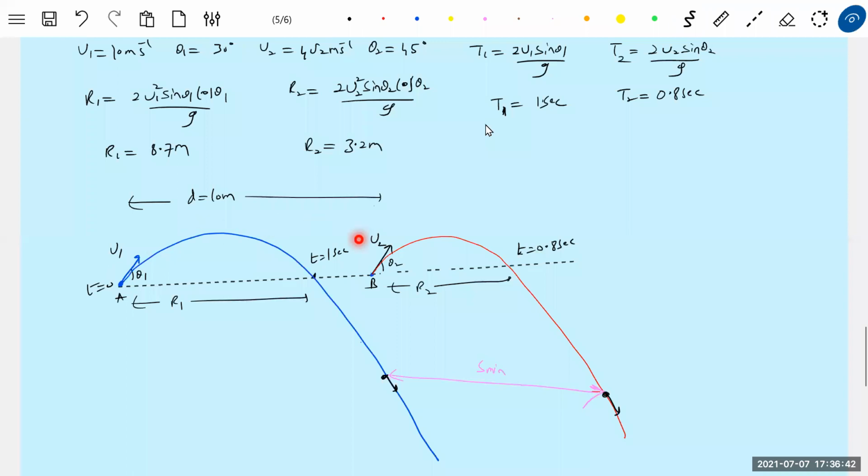But it will not cross like this. Why, sir? Because the range is 8.7 meter and the initial separation was 10 meter. So somewhere it is going to cross like this, and then here the separation is minimum. Fine, so this is the practical. This is what actually happens with individual stones. So what is this first one? Path of stone 1.